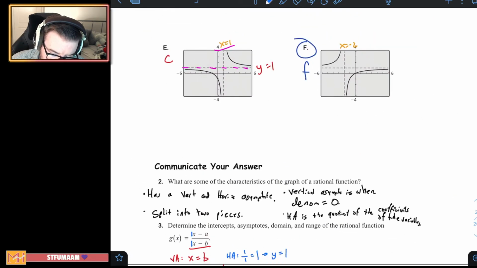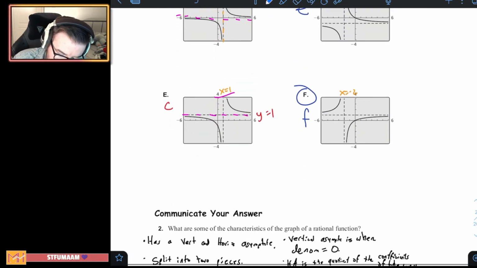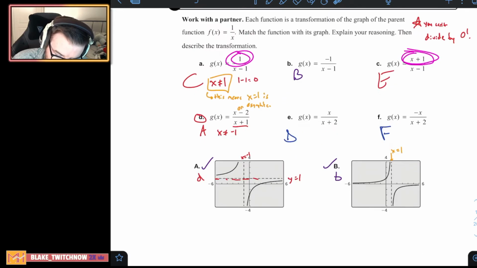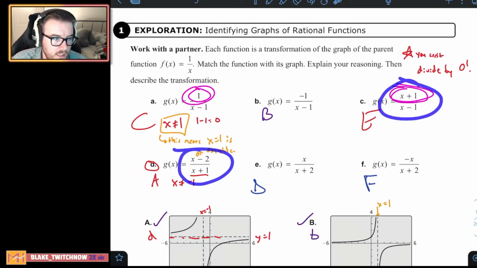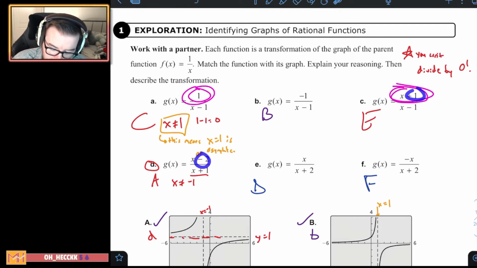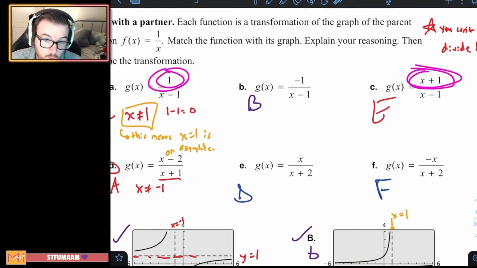So if you're looking at these graphs, why was the asymptote at 1 for this function and for this function, despite the -2 being different? Well, it's because they both had 1 over 1. That's why. All right.